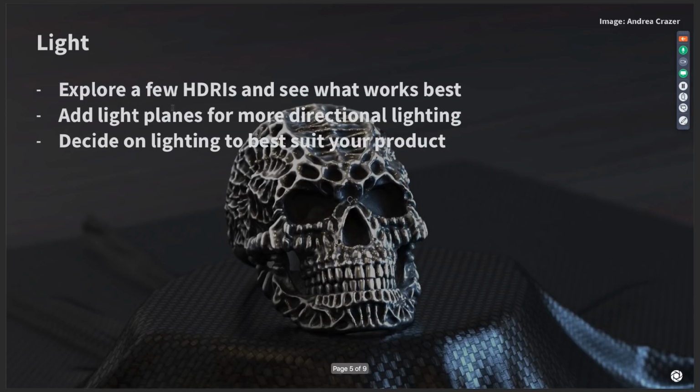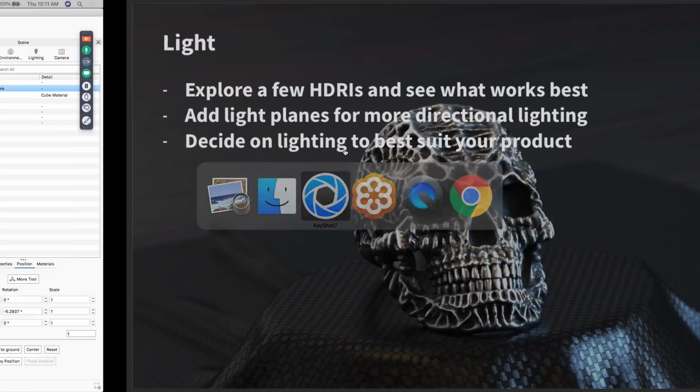So the next step is lighting. What I want to do is explore a couple of off-the-shelf HDRIs and see if one of them works for us. And then if it doesn't, or if we want to add some more drama, we can add physical planes or lights for more directional or dramatic lighting. And then finally, between the two of those, I want to assess what we have and see which one I like the best, and then proceed, and then we'll move on to the next phase.